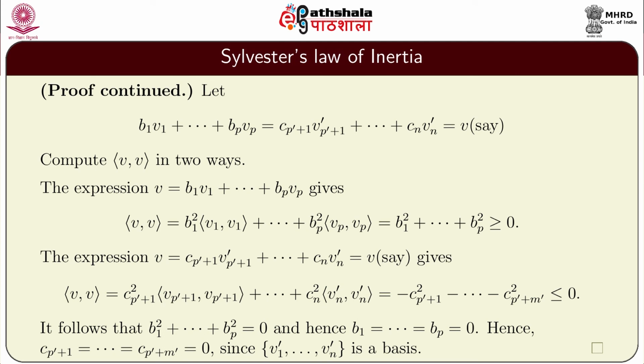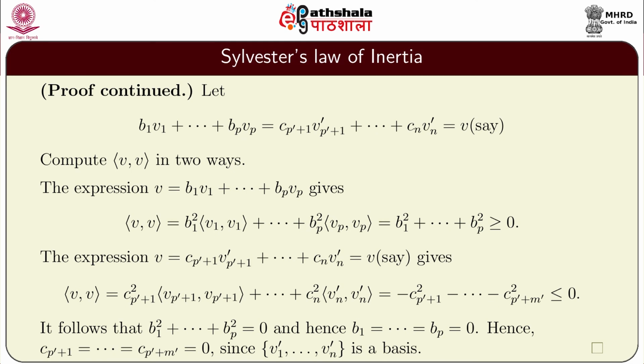On the other hand, the expression v is equal to c p dash plus 1, v dash p dash plus 1 plus dot dot dot plus c n v n dash gives inner product v comma v is equal to c p dash plus 1 square inner product v p dash plus 1 comma v p dash plus 1 and so on c n square inner product v n dash comma v n dash, and finally we get minus c p dash plus 1 square minus etc. up to minus c p dash plus m dash square, and that is less than or equal to 0.